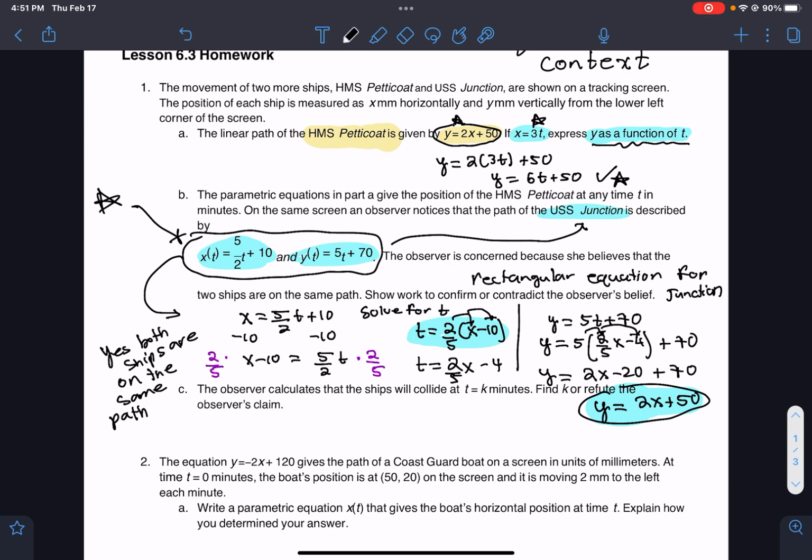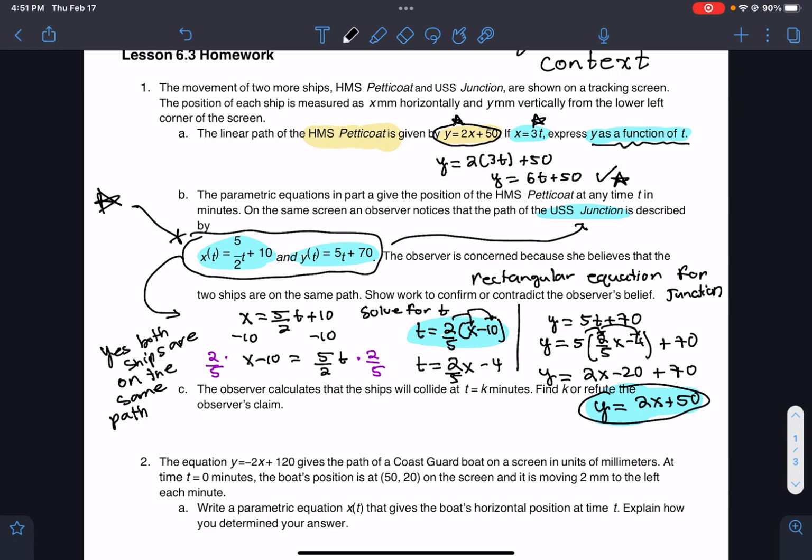So what we're going to do for C is we need to figure out at any point, are these two ships going to collide with each other? So we know that both of the paths are the same because they're both represented by y equals 2x plus 50.